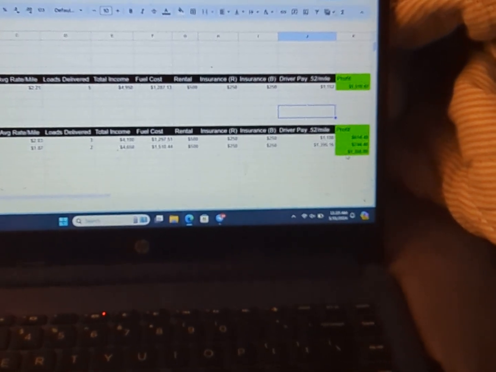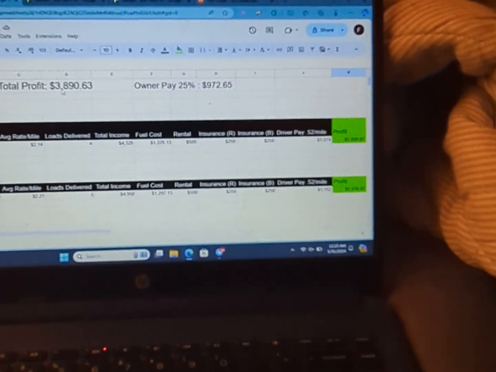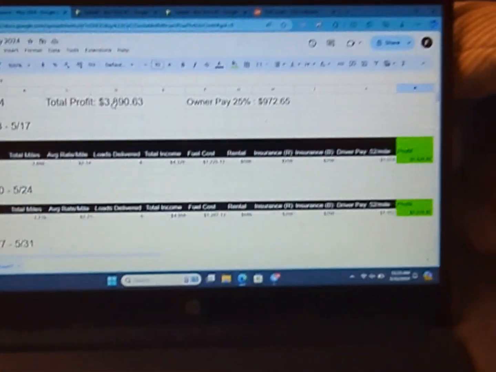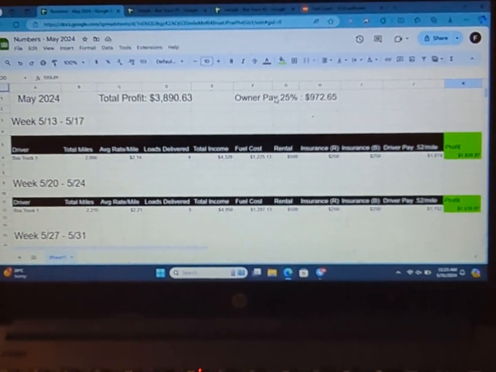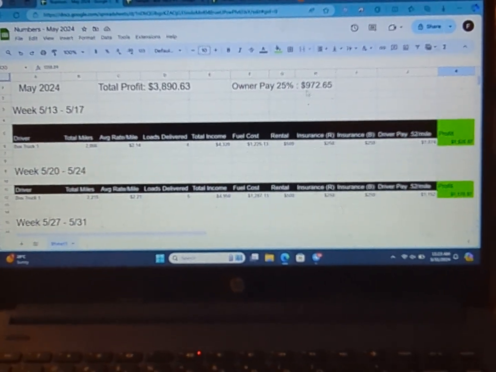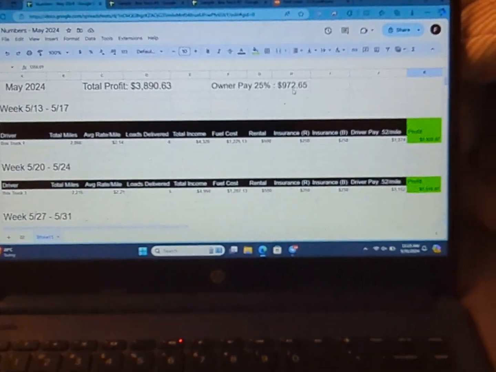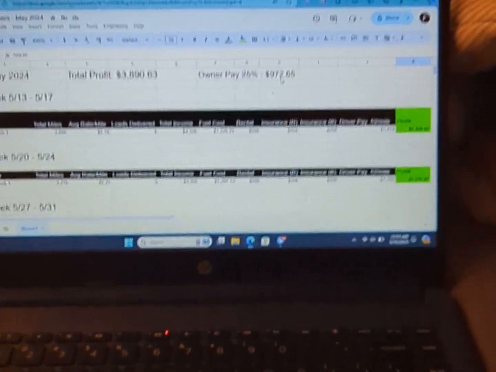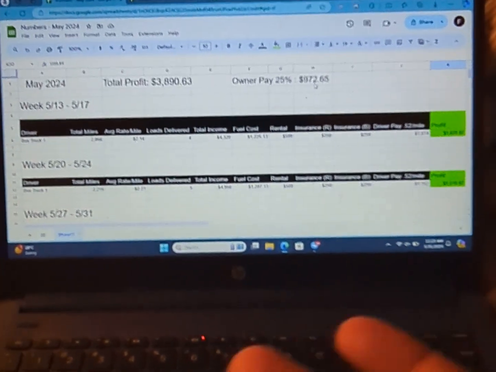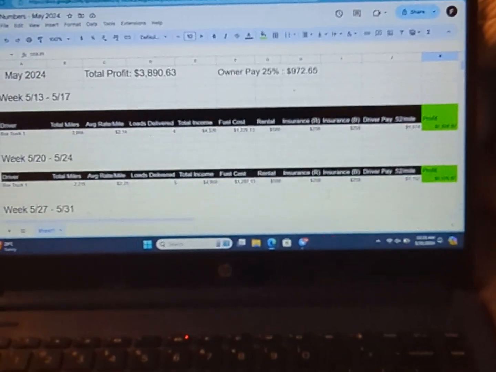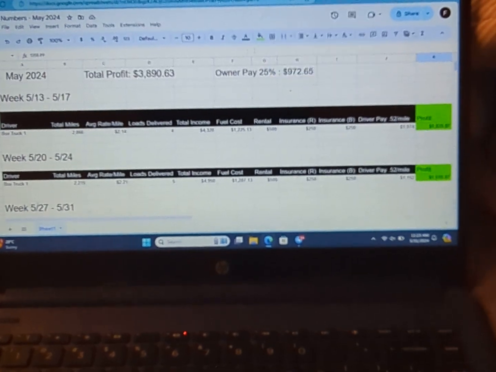So I took these numbers here and I plugged them in up top. So the total profit for this month was $3,890.63. And I just say, okay, what if I pay myself 25%, which would be $972.65. So any box truck logistics companies out there, tell me what you think about this way of doing my numbers. Is everything looking accurate? Should I continue down this path?